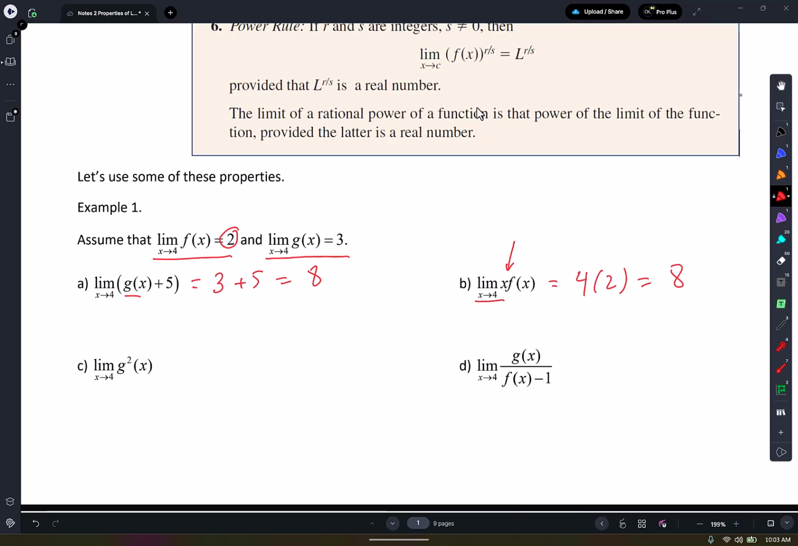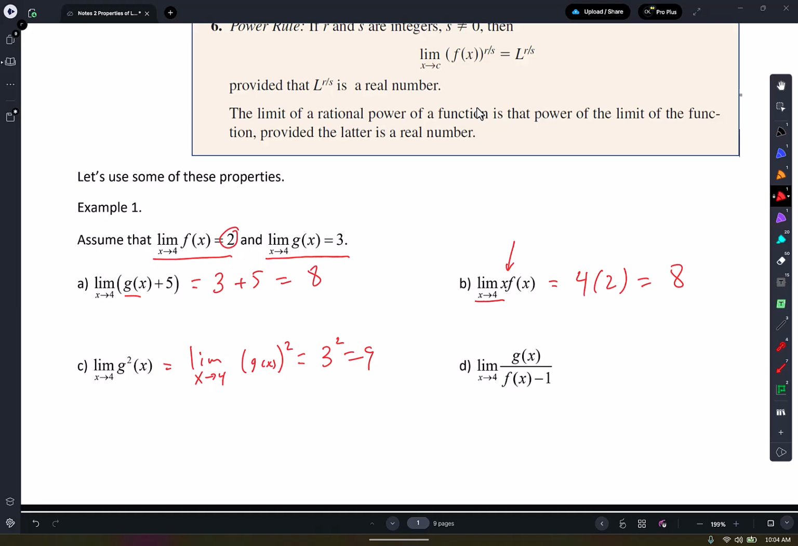Here we go. This one says g of x squared. That's the same thing as writing, I'm going to write it like this, the limit as x approaches 4 of g of x squared. All right. So what is that going to be? Yeah, 9. That's it. Notice once you put the number, you no longer have to say the word limit.